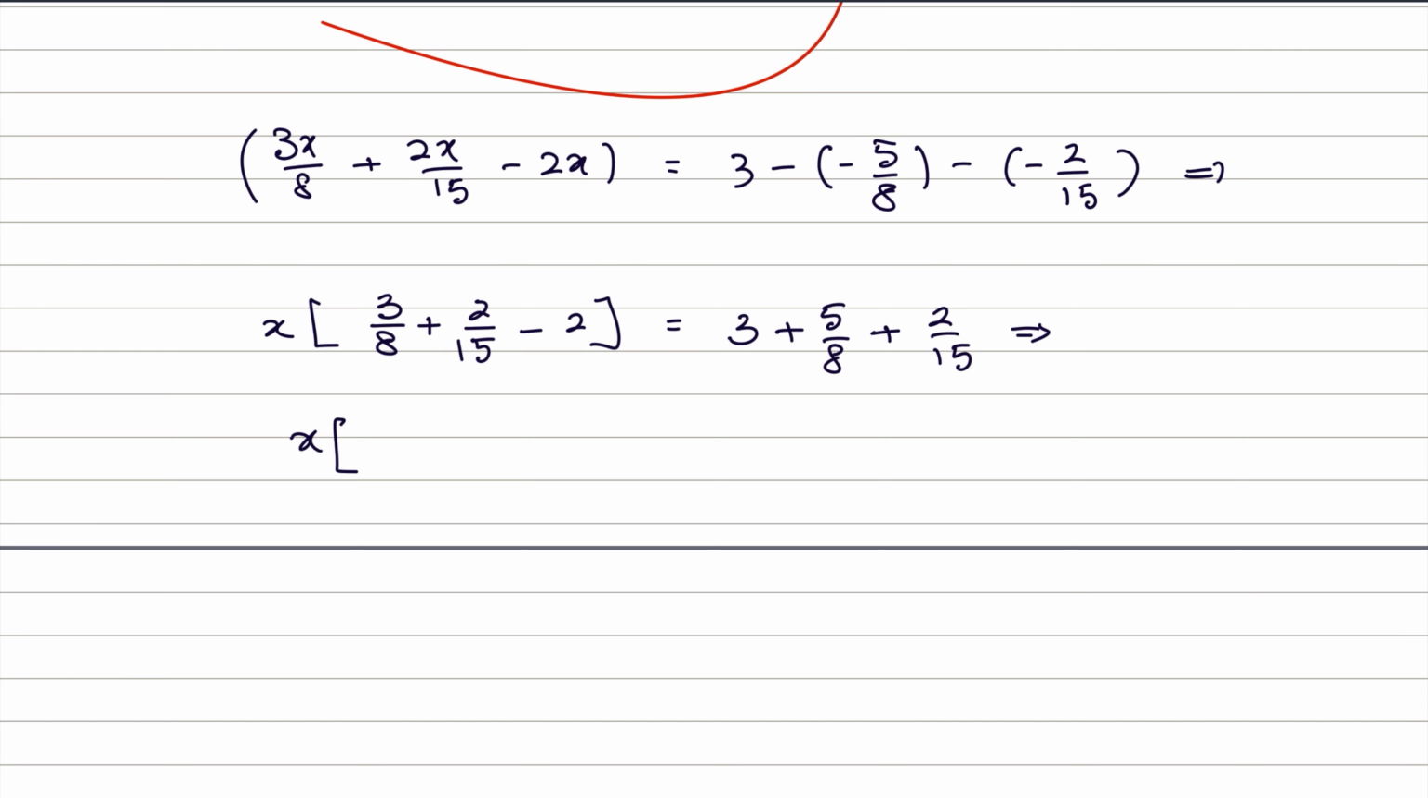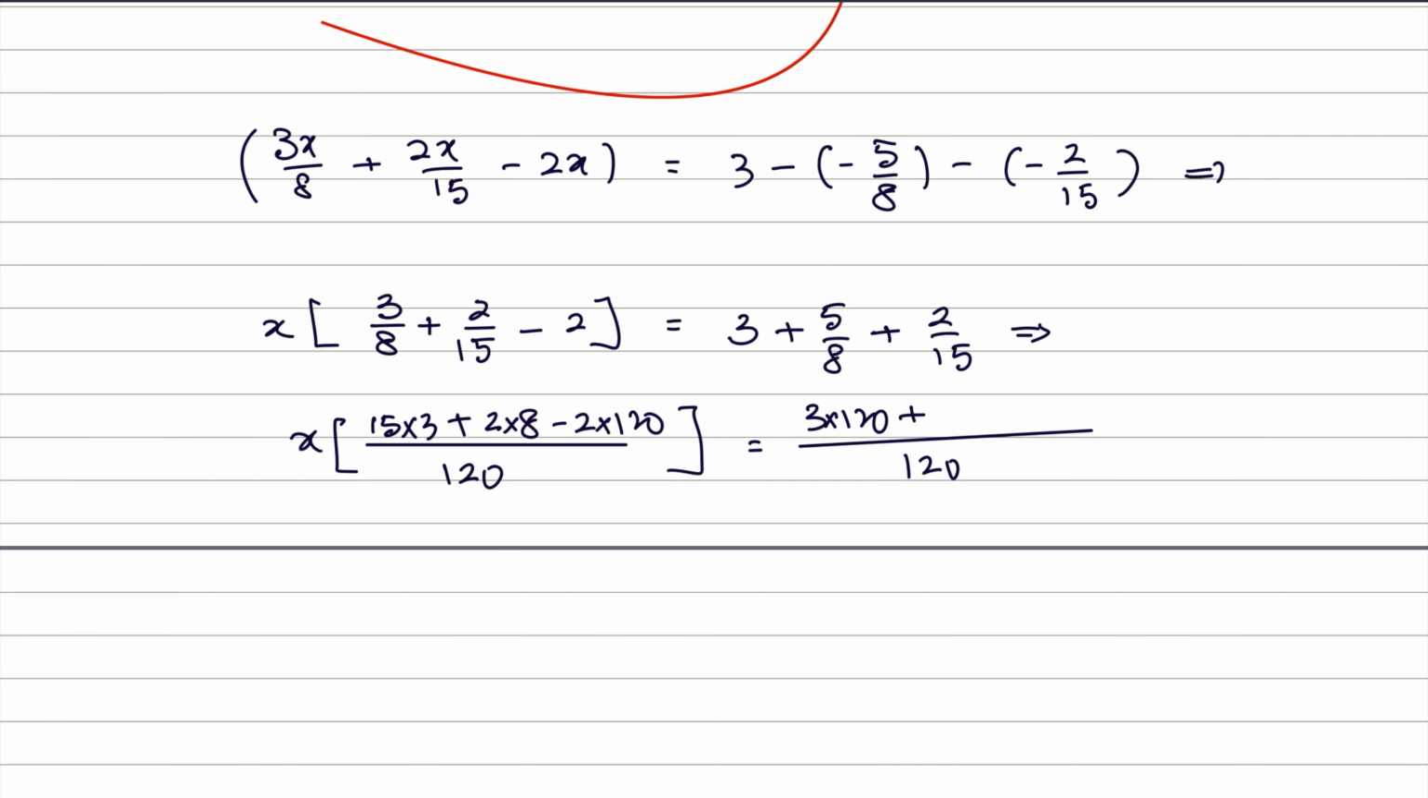What is the LCM of 8 and 15? 120. 15 into 3 plus 2 into 8 minus 2 into 120 is equal to... LCM of 8 and 15 is 120. 3 into 120 plus 5 into 15 plus 2 into 8.